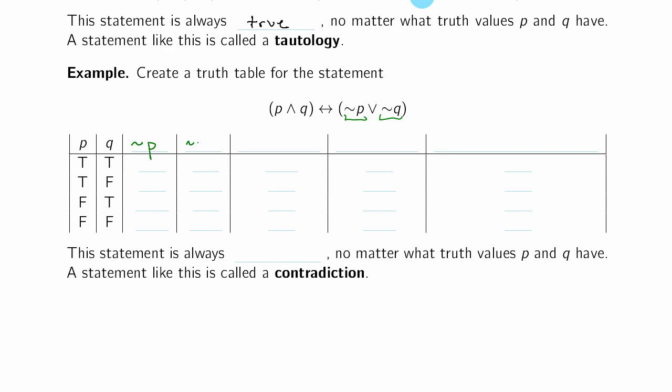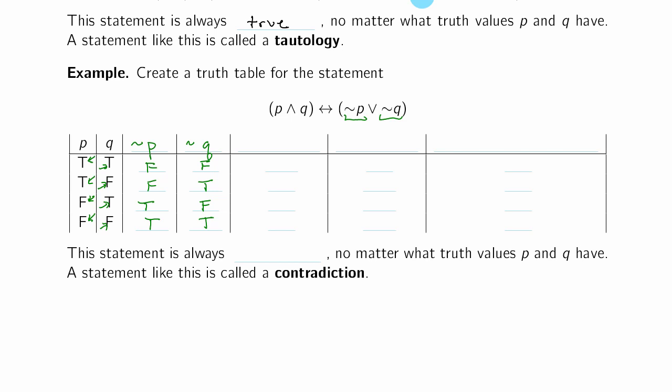Not P, not Q. Not P has the opposite truth value of P, so not true is false. Not false is true. Not Q has the opposite truth value from Q. So not true is false. Not false is true. Not true is false. Not false is true. All right.